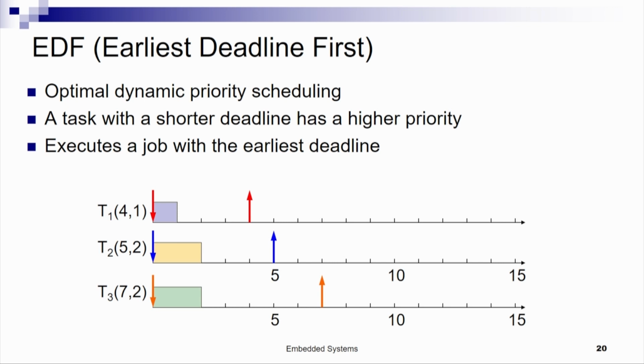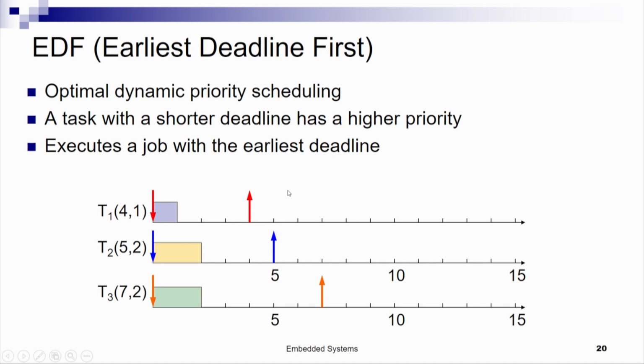It is a job level dynamic priority algorithm, that means the priority of the jobs can vary during execution and is determined at runtime. And what is the priority? How is the priority determined? A task with a shorter deadline has a higher priority. Therefore, earliest deadline first at any time executes the ready job with the shortest deadline, with the earliest deadline first.